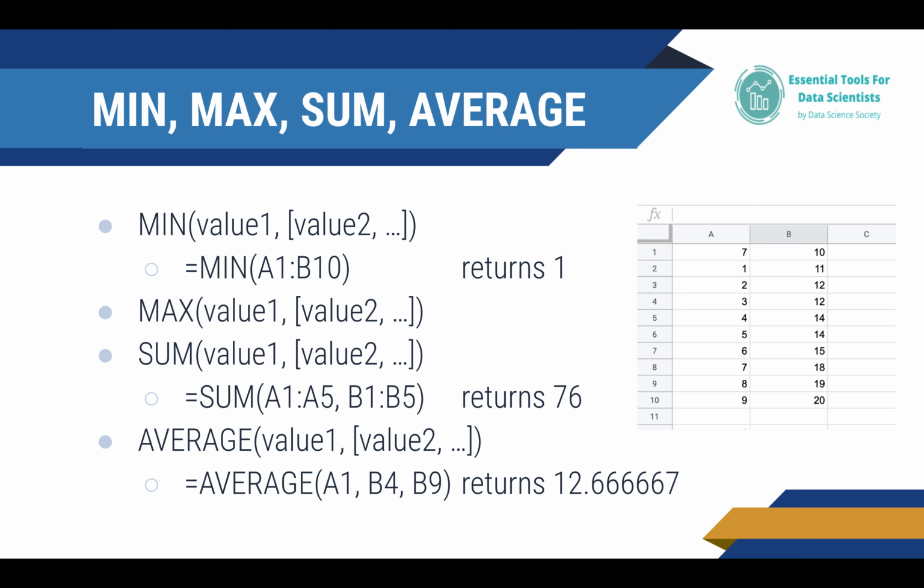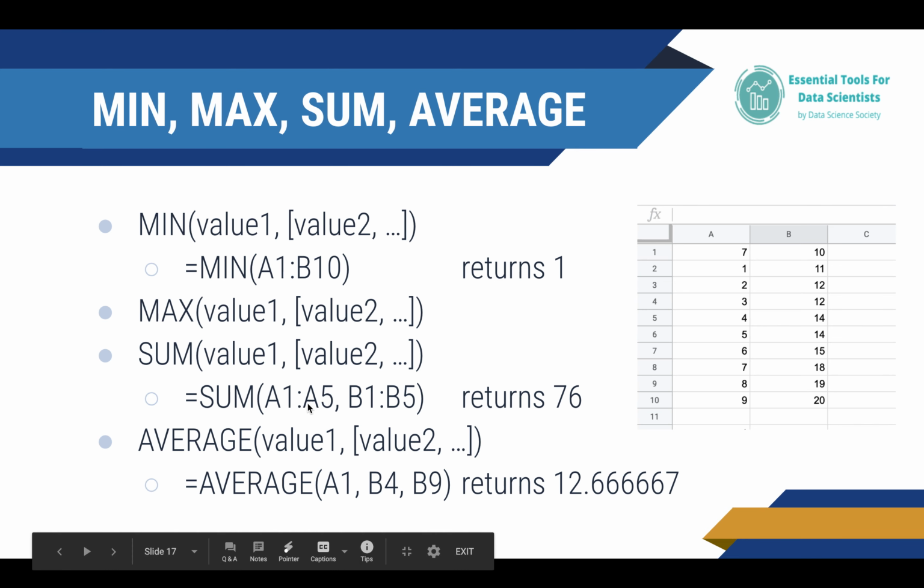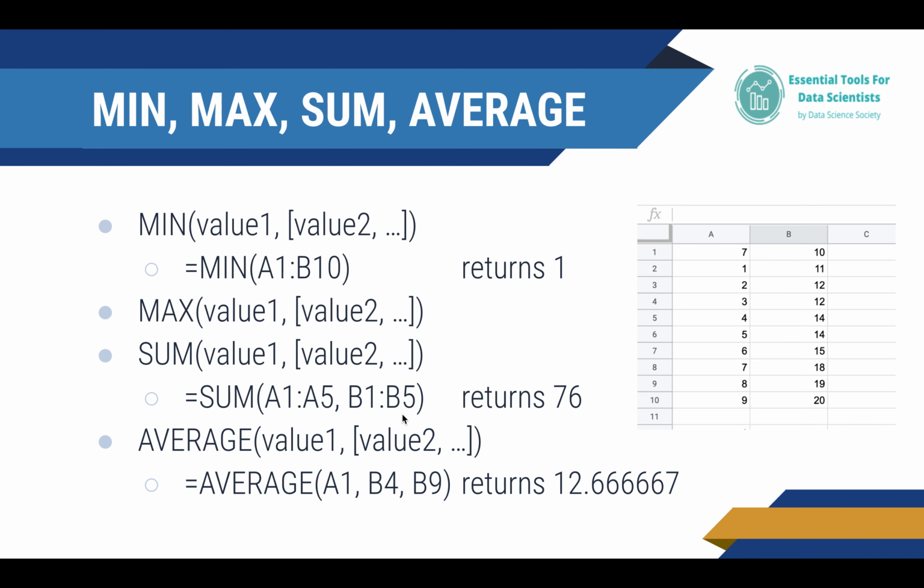Max works exactly the same way. Sum works the same way. I just wanted to show that you could, in theory, put in 2 ranges, and that could just be a bunch of values. I also wanted to note that this was kind of dumb, because I put A1, A5, B1, B5, when really I could have just said A1, B5, and that would have been the same range. I just wanted to show that you could put 2 ranges, and that would work too. So if you wanted, you could check that all of these values in A1 through B5 sum to 76. They do. You can believe me or not. Average works exactly the same way.